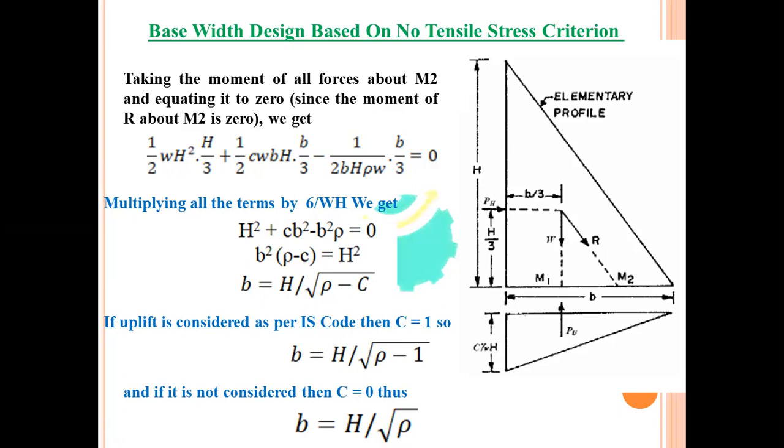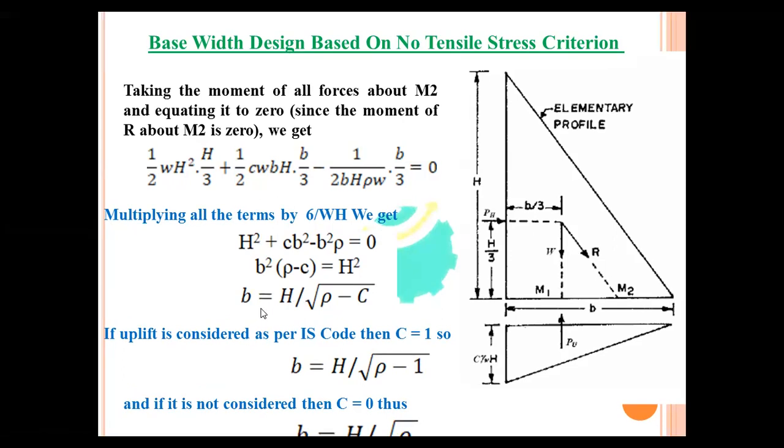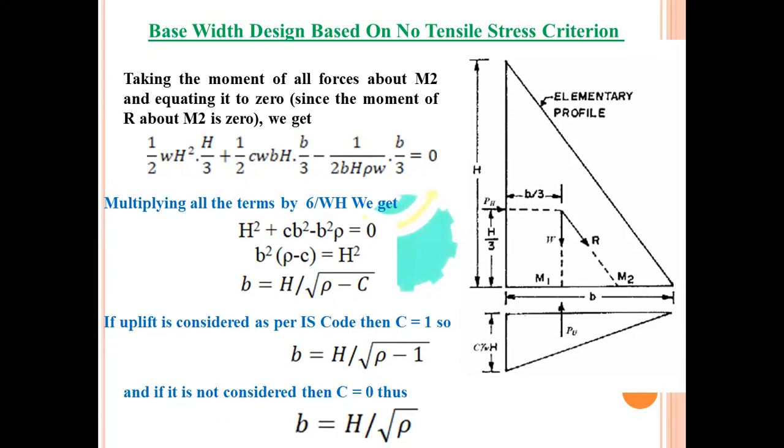When we consider uplift as 1, then automatically what is the formula? B equals H by square root of rho minus 1. If uplift is 0, then what will happen? B equals H by square root of rho. So these are the formulas for base width. What is the main formula of base width? B equals H by square root of rho minus C is the base width formula.